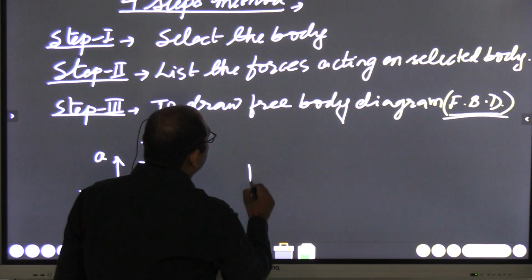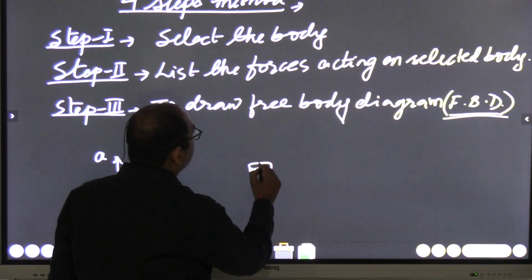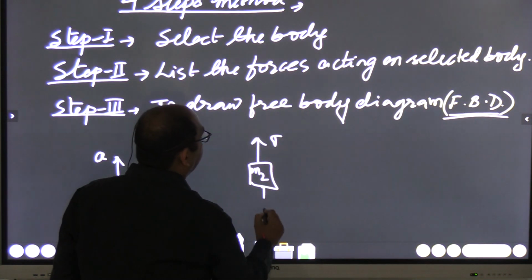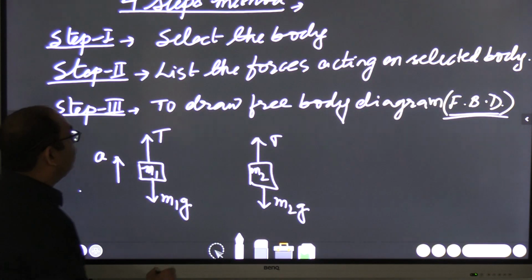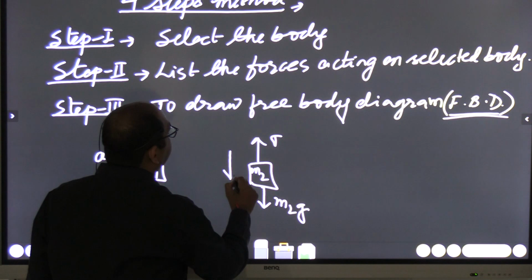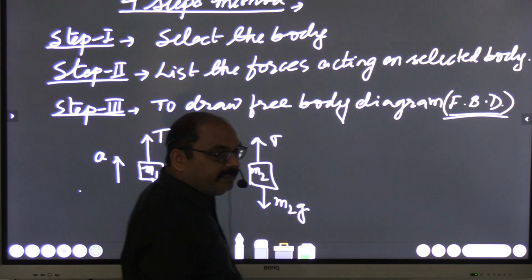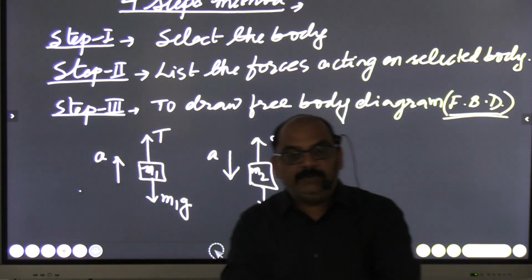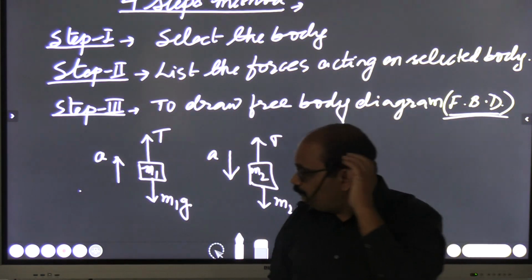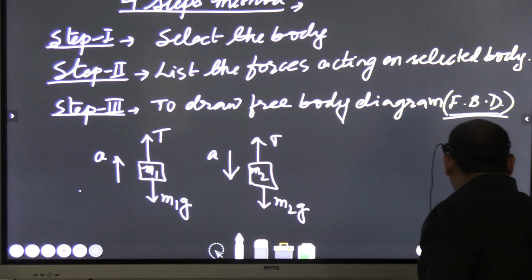Now the second body is the body of mass M2. The forces are again tension and M2G as per the discussion. Only the difference is this body is moving in downward direction, so the acceleration is indicated in downward direction. This is the third step to draw the free body diagram of the body, right? Now what is step number 4? Step number 4 is to write the equation.